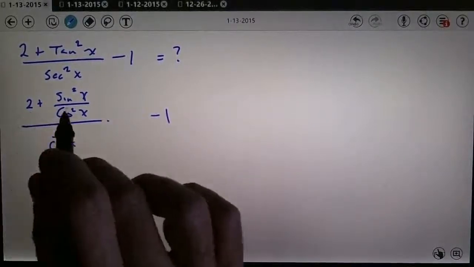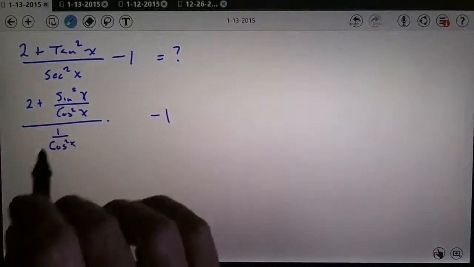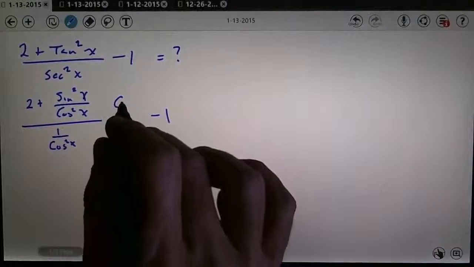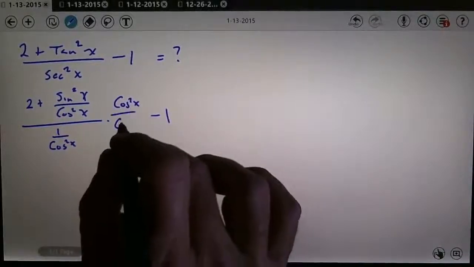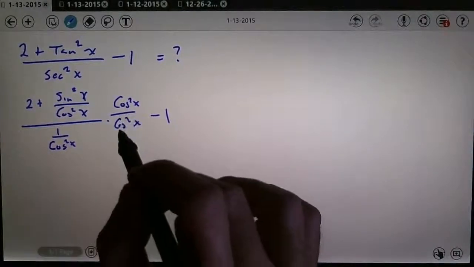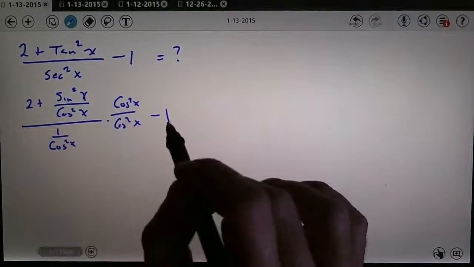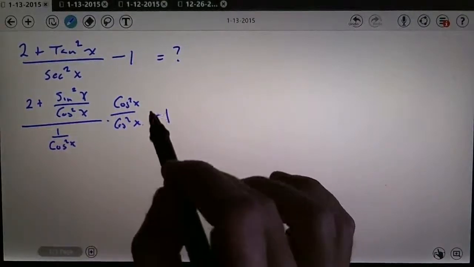Again, I look at the denominators. This has a denominator of 1. This is denominator cosine squared. This has a denominator cosine squared. So I'm going to multiply top and bottom here by cosine squared x. This is multiplying by 1, doesn't change the value. And I'm only multiplying this fraction times 1. I could do that one too, but it doesn't really matter when you're multiplying by 1.